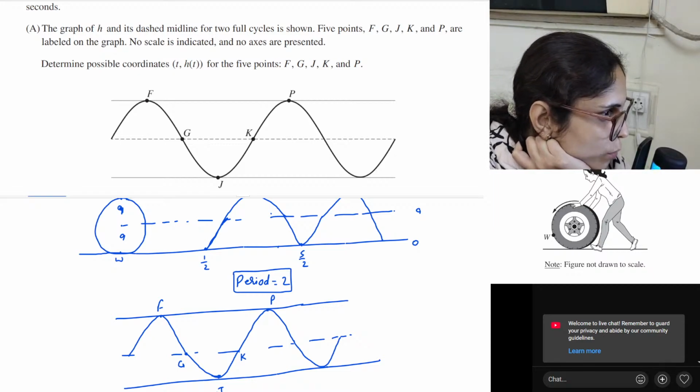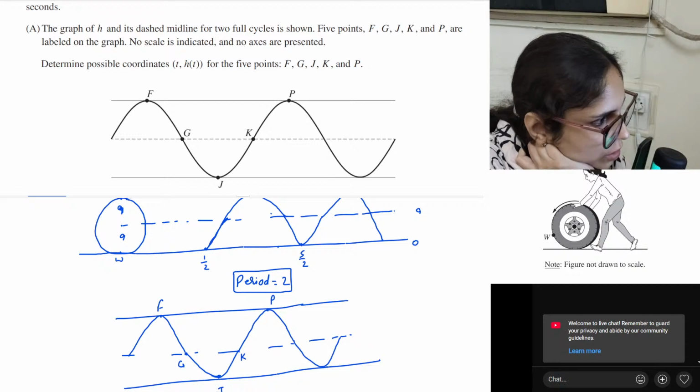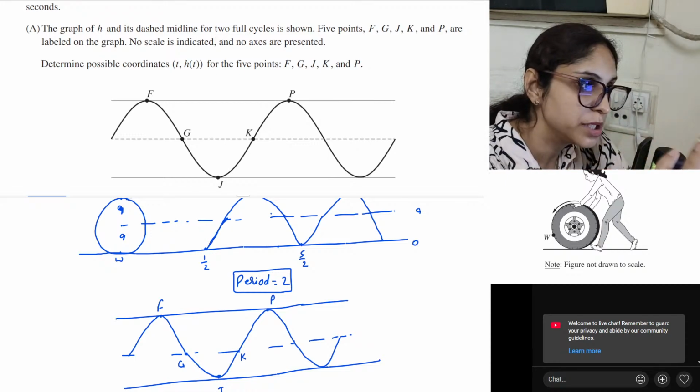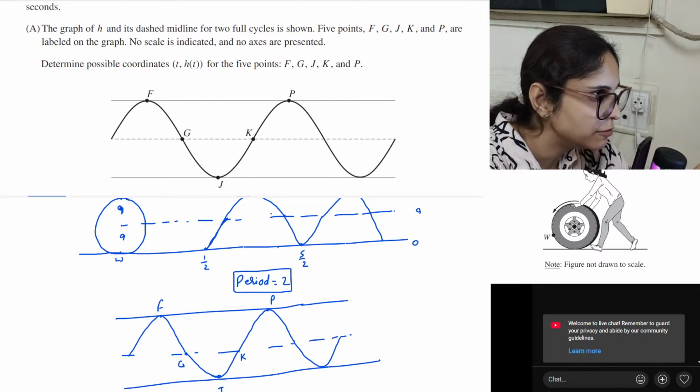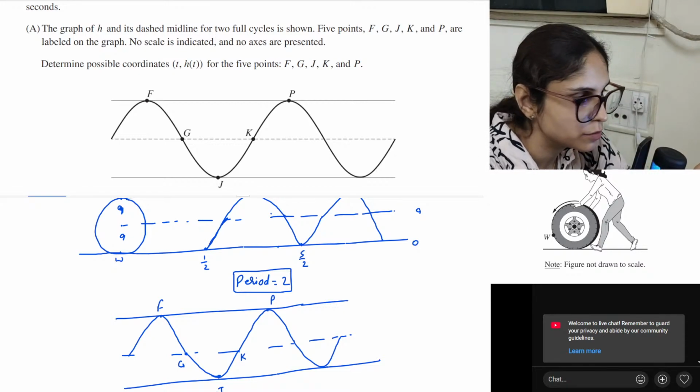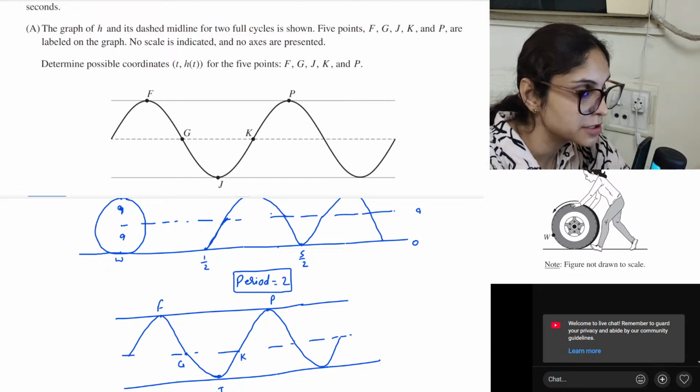So if I say J is at 1/2, then that would not be correct because the full period is 2. That means that this will be 0, that will be -1/2. And time, we can't show that time is negative. Okay.